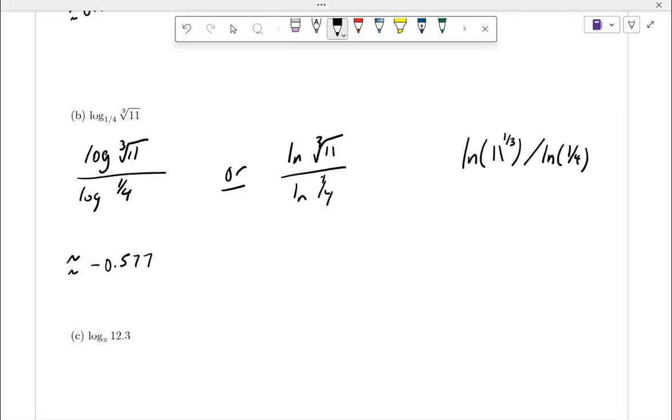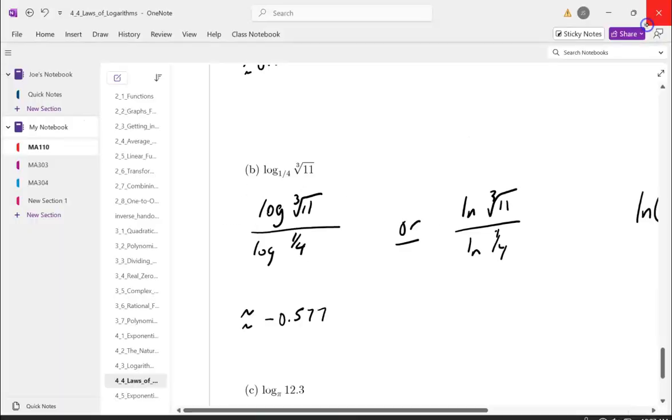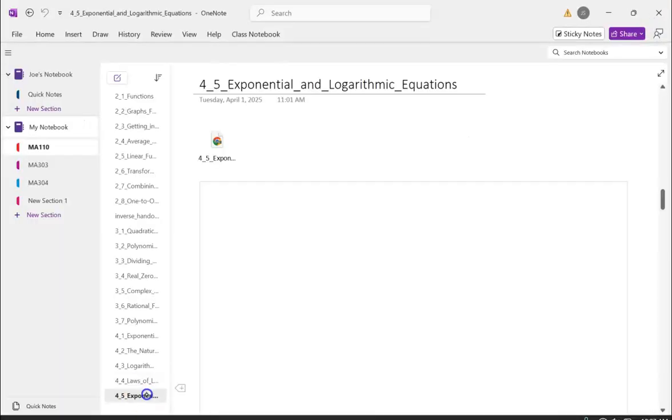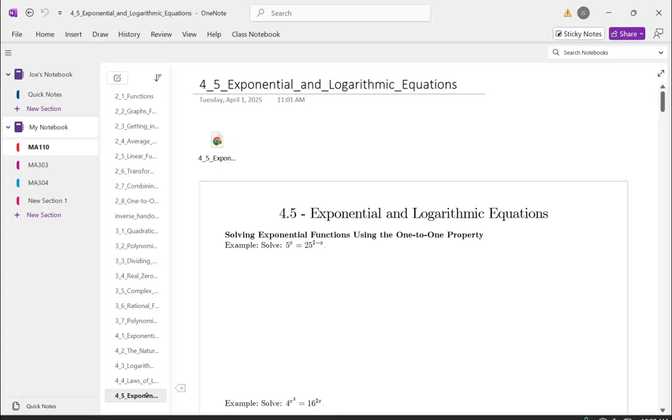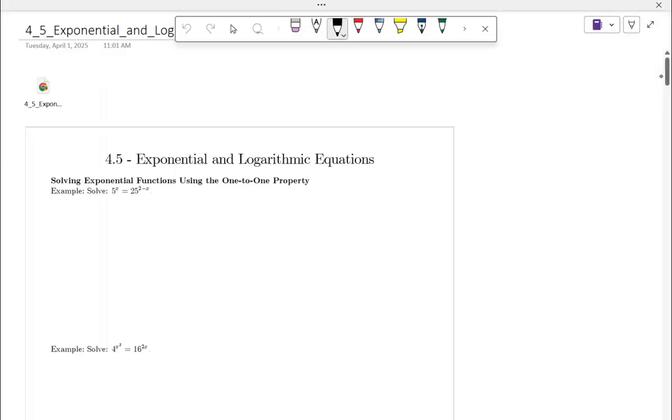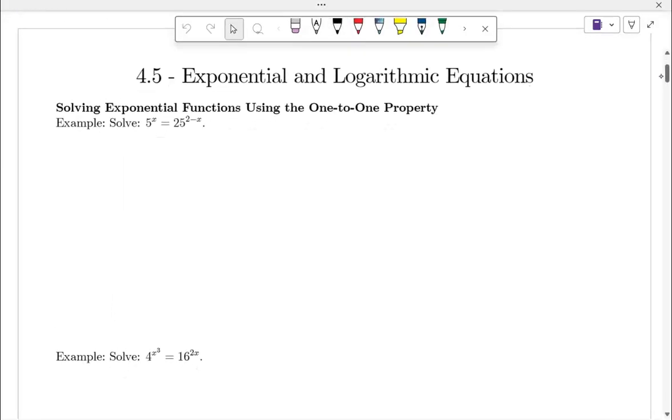Any questions on that at all before we go to the next one? I know there's one more part. The next one, if you do it correctly, you should get something a little bit bigger than 2. Okay. All right. Any questions on that at all? No? All right. So let's get into our next section, which talks about solving exponential and log equations.